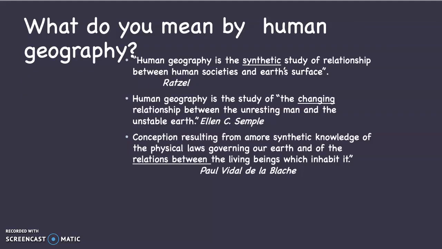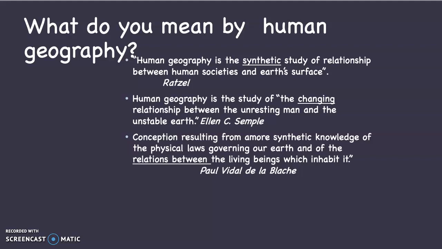So there are some definitions of human geography described by different geographers. For example, in the first definition, Ratzel talks about human geography as a synthetic study of the relationship between humanistic society and the earth's surface. So it talks about the synthetic study and the relationship.